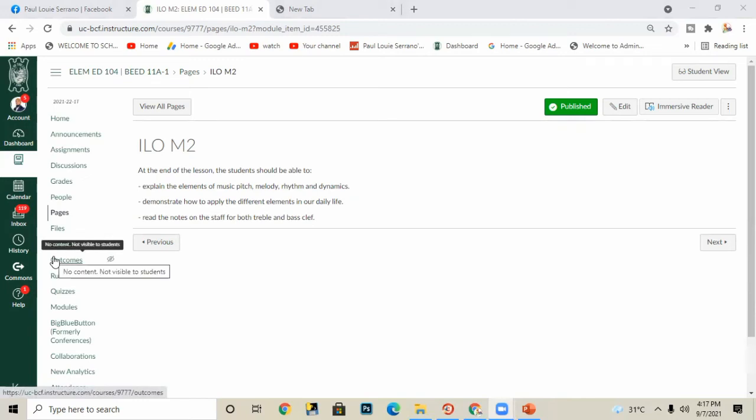To read the notes on the staff for both treble as well as bass clef. So G clef or F clef. Let's proceed.